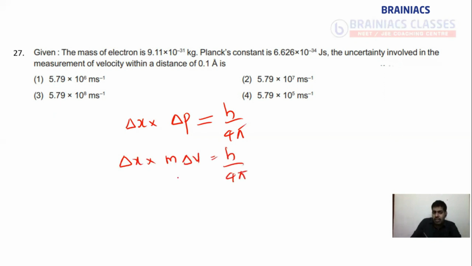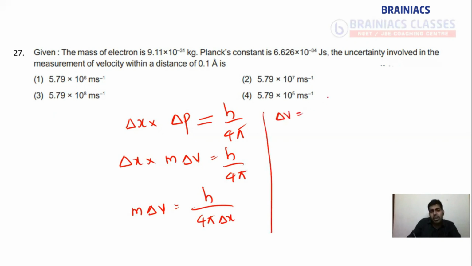Now we have to calculate delta v. So m delta v is equal to h by 4 pi delta x. Taking m to this side, delta v is equal to h by 4 pi delta x into m. We have to calculate the uncertainty involved in the measurement of velocity, so we have to calculate delta v. Taking all the terms to the right side, delta v is equal to h by 4 pi delta x into m.